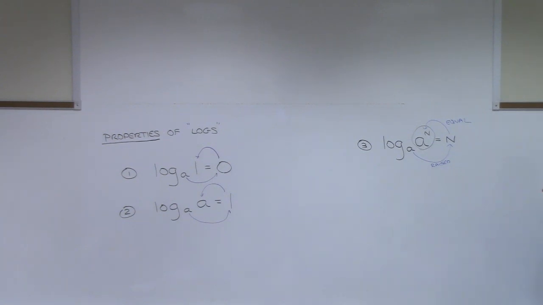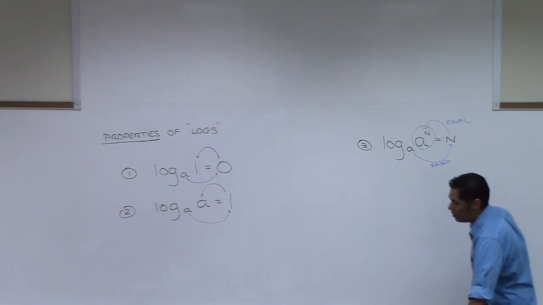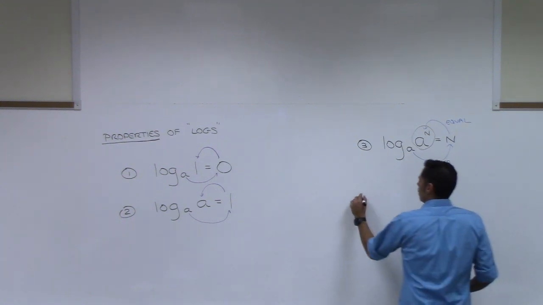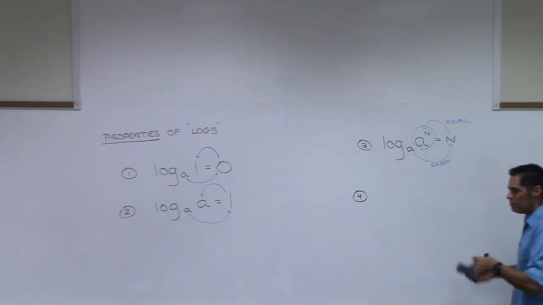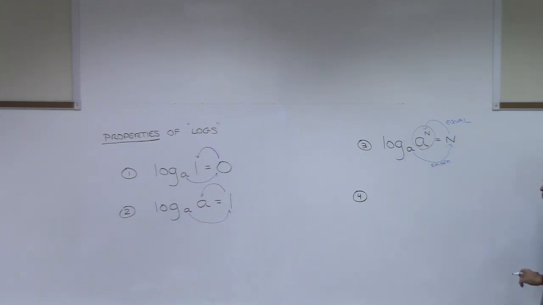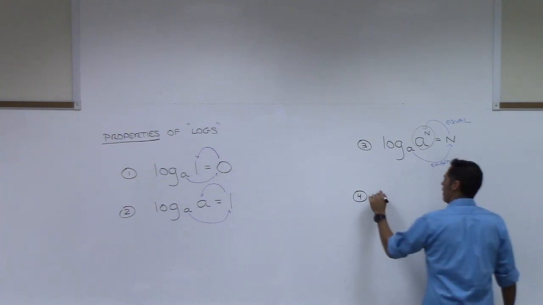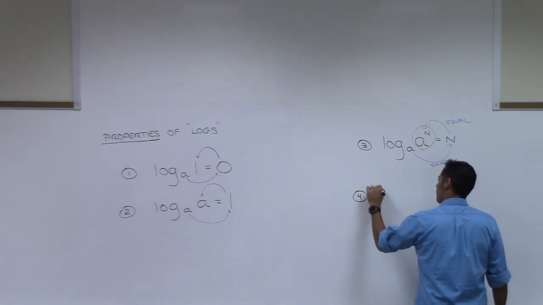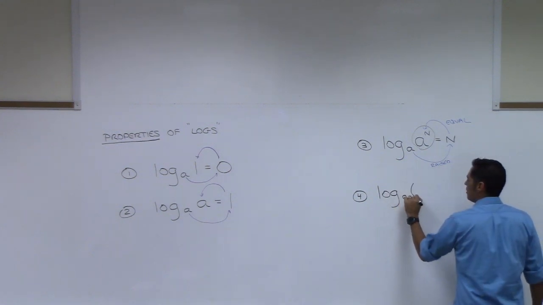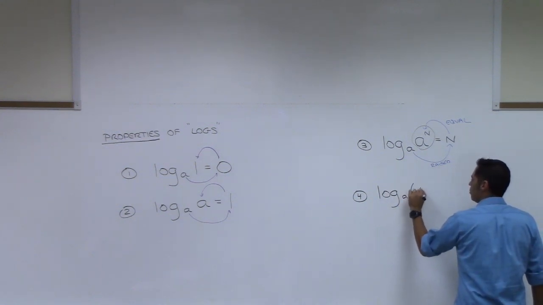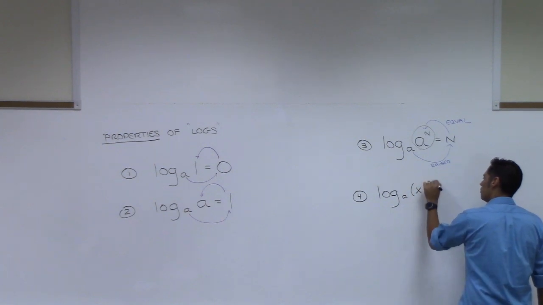Let's see, any other properties we want to put up here? All right, let's go to the fourth one. This one's not as useful, but it will be used sometimes. If you have log of any base, and then inside you have two things being multiplied.